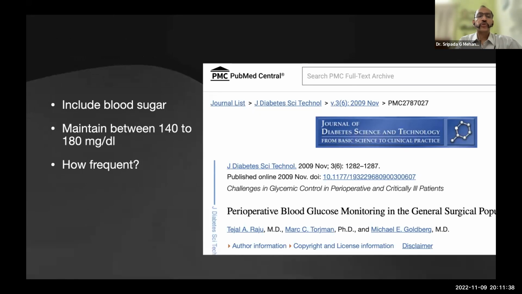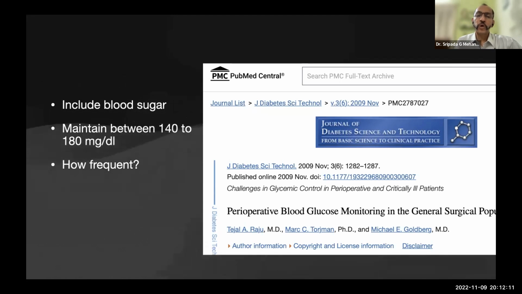The frequently asked question is, what should be the blood sugar level during the perioperative period, and how frequently should we look at it? A lot of studies have been done regarding perioperative blood sugar management. Finally, the answer is we should not have very tight control, because tight control causes its own problems, especially due to hypoglycemia. So ideally, 140 to 180 milligrams per deciliter of blood sugar level should be maintained perioperatively and postoperatively.